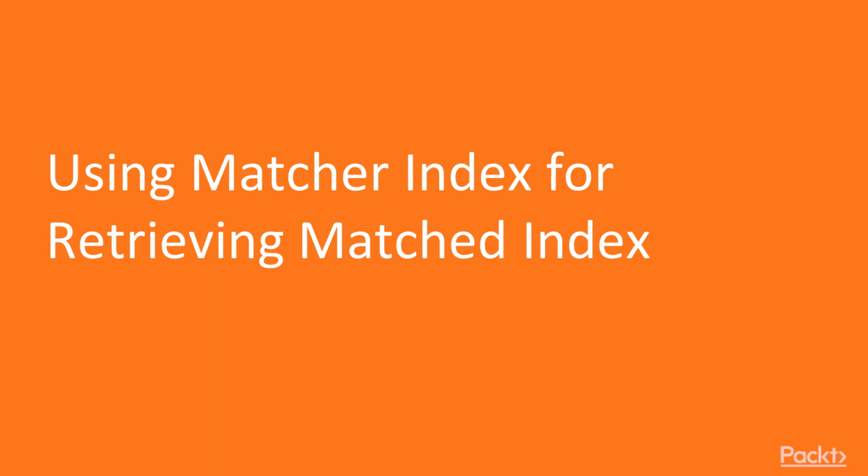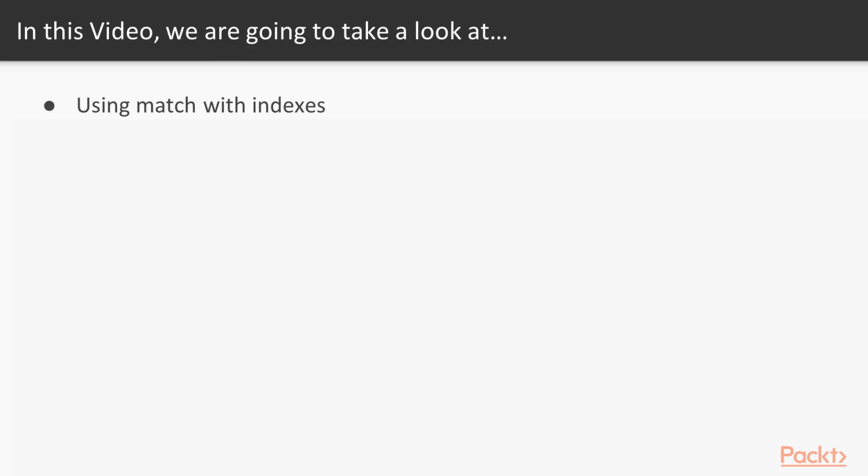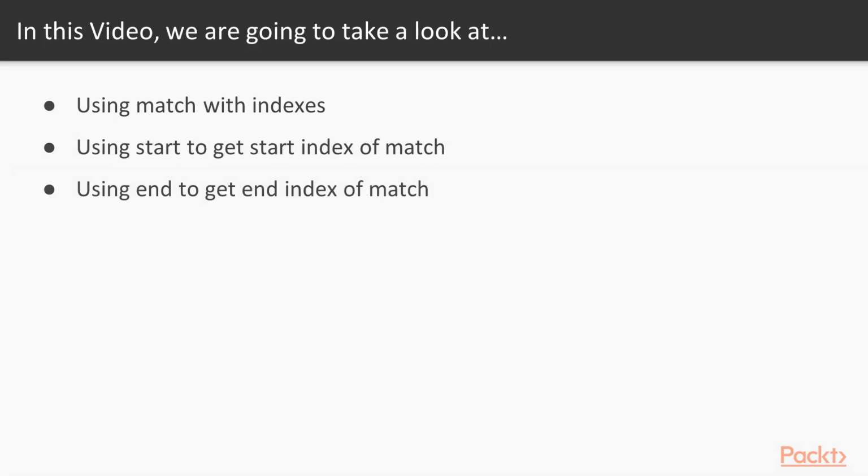And this is the first video, in which we'll be using Matcher index methods to retrieve the matched index. At the beginning, we'll be using match with indexes. We will want to get the start index of the specific match of the pattern and also the end index. So let's go to code.